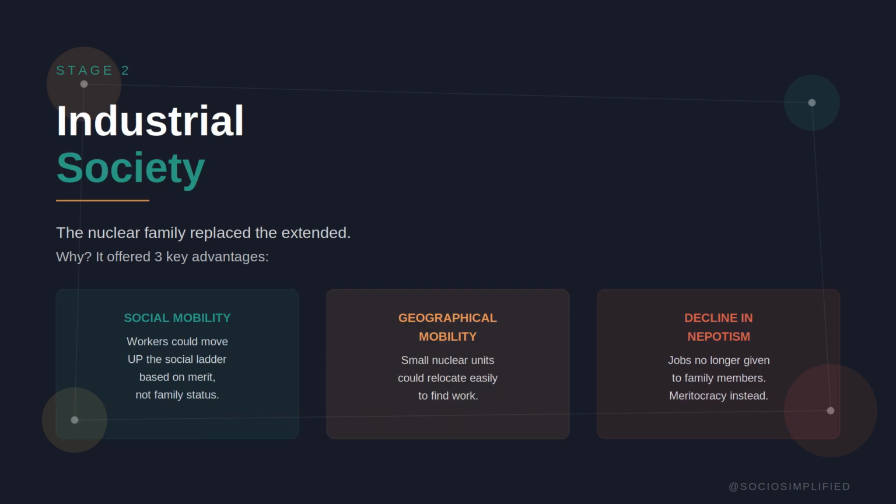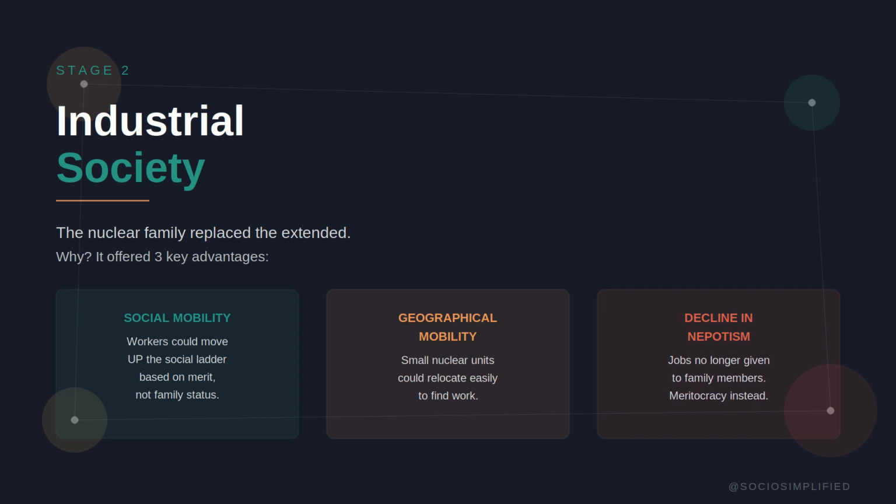Then industrialization happened and everything changed. Factories replaced farms, cities replaced villages, and suddenly the extended family was a disadvantage. It was too large, too rooted, too rigid. The nuclear family, just parents and children, became the ideal unit. Why? Three reasons. One, social mobility. In industrial society, you could move up the social ladder based on your own hard work and ability, not just your family name. This is called meritocracy, but if you're too tied to your extended family's status, it holds you back.